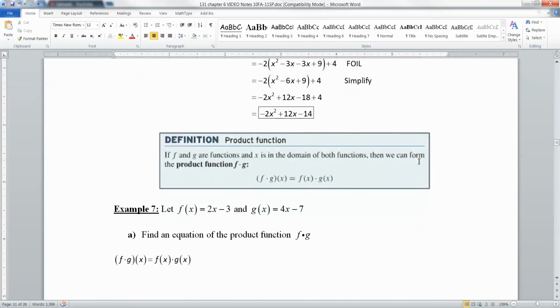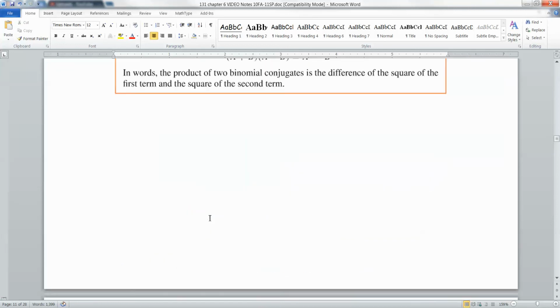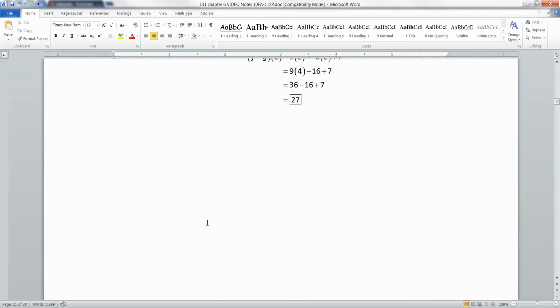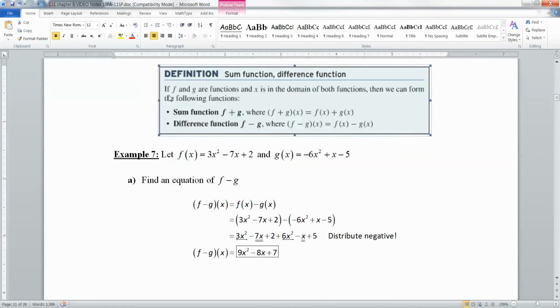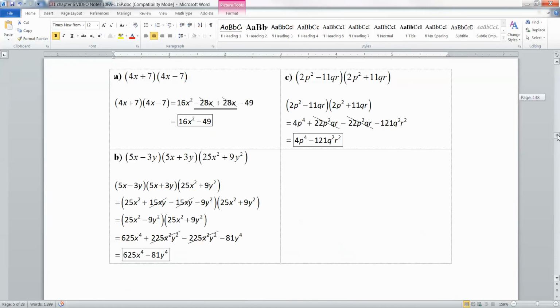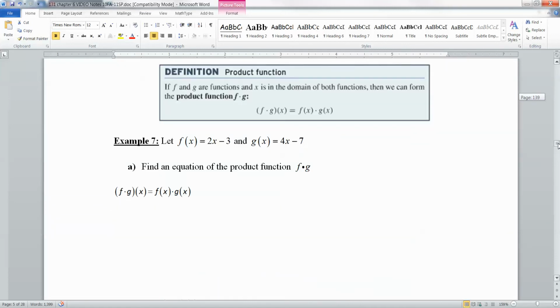Okay, so then I want to move up to the product function definition, which should look very familiar because it's very similar to the sum definition that we learned several pages ago. Sum and difference, you just add or subtract. So the product, you just multiply, right? So it's handy that we know how to multiply these things now.